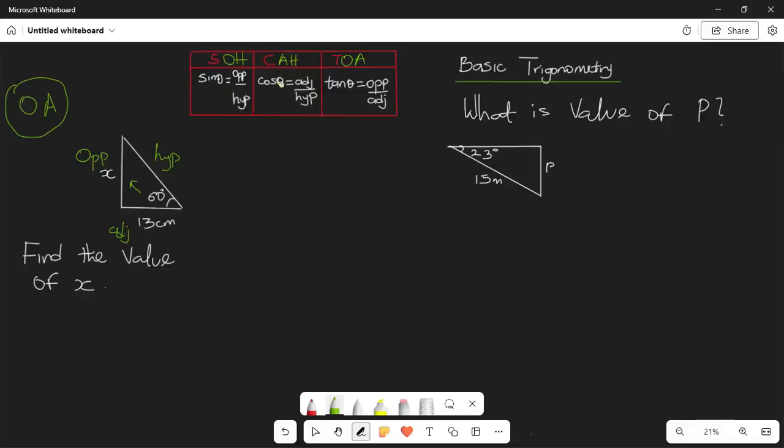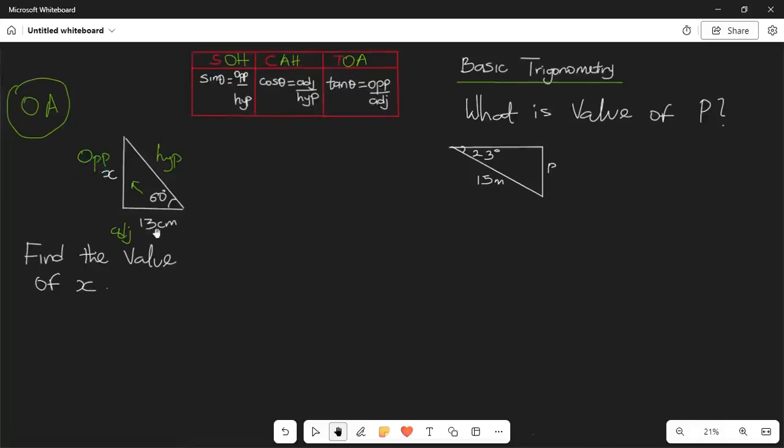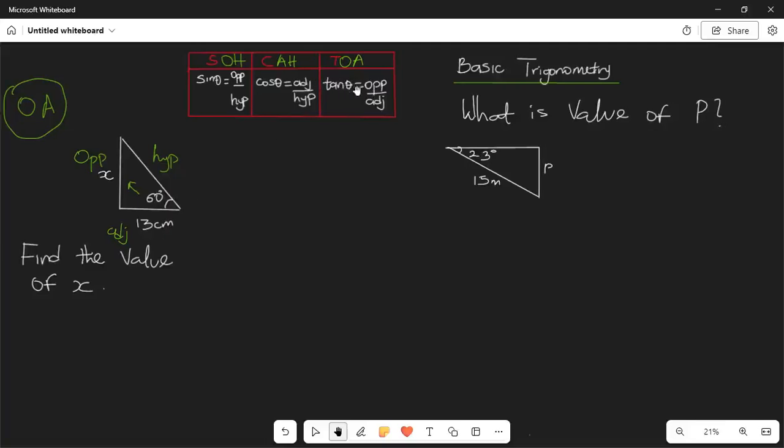Come to cos theta, adjacent over hypotenuse. We don't have a value for our hypotenuse, though we have a value for adjacent. So we are still not going to make use of cos theta. But come to tan theta, opposite over adjacent, OA. We are asked to look for opposite, we have a value for adjacent. So that means in this question, we are making use of tan theta. It is as simple as that.